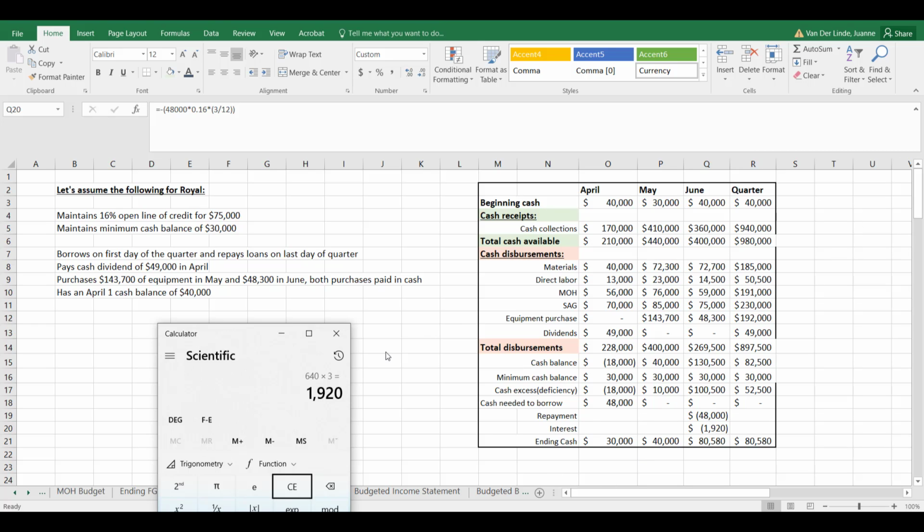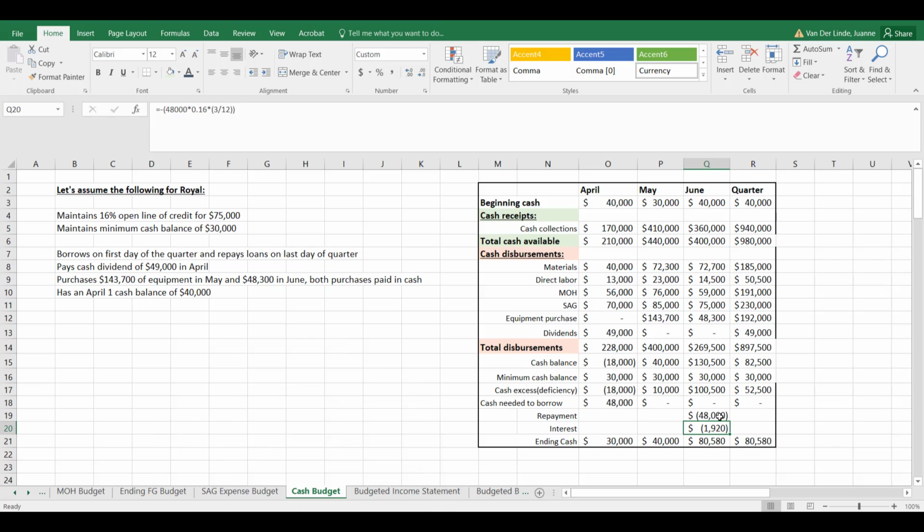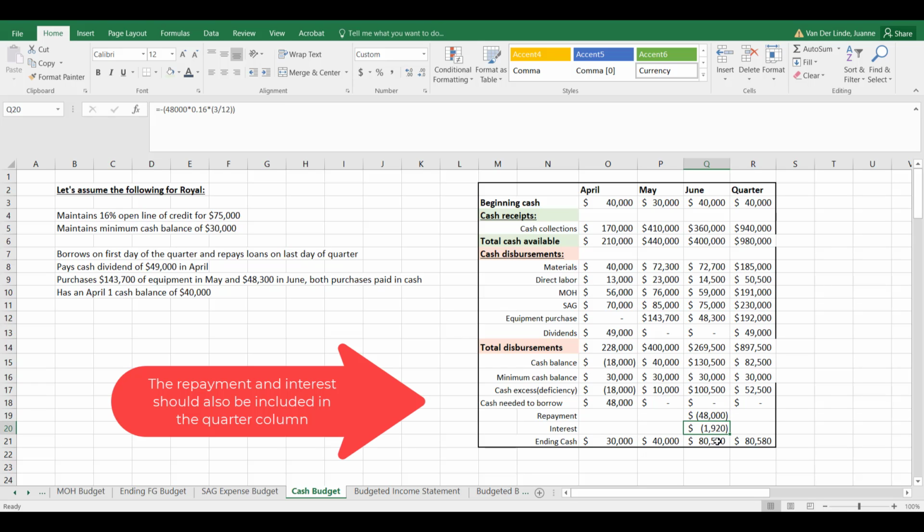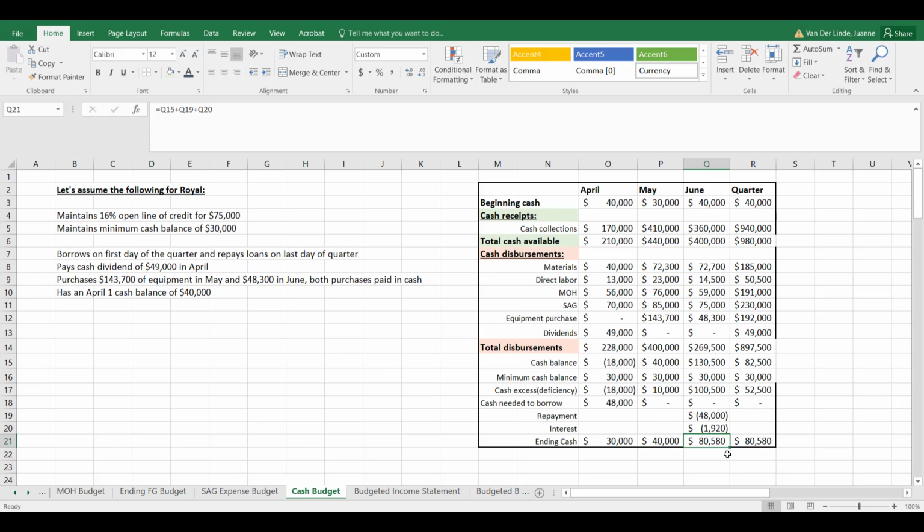So in June, we would have to subtract out not only the repayment of the loan, but also payment of interest. So we take that cash balance of $130,500 and subtract out the repayment of the loan and interest. We are left with $80,580 in cash for June. So that's not only the cash we end June with, but the cash we end the quarter with.